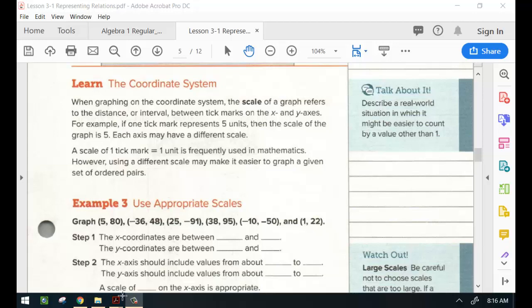Hey guys, welcome back. This is going to be the second part of 3.1, which is representing relations. We're going to talk about the coordinate system and scales.